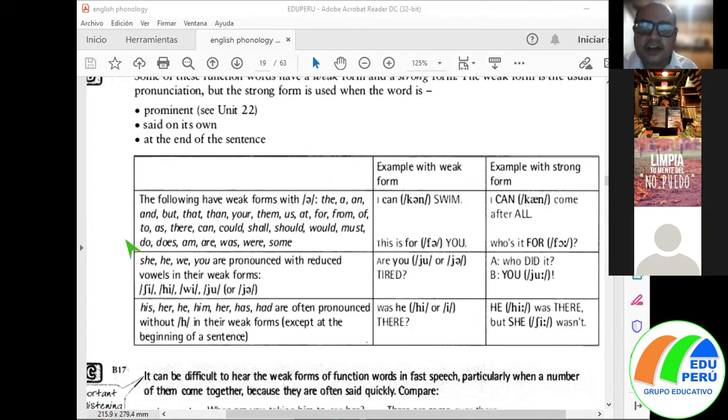Oh, sorry. I have a mistake with the symbols. Just give me a second.